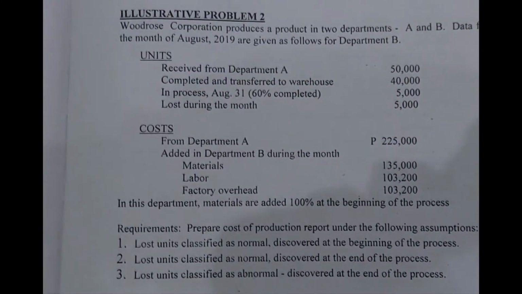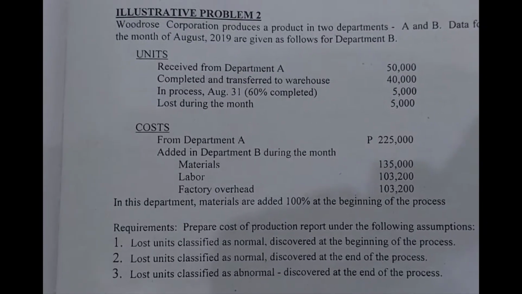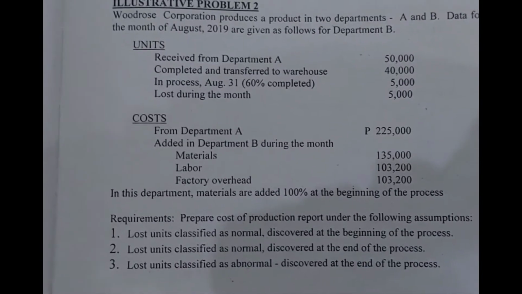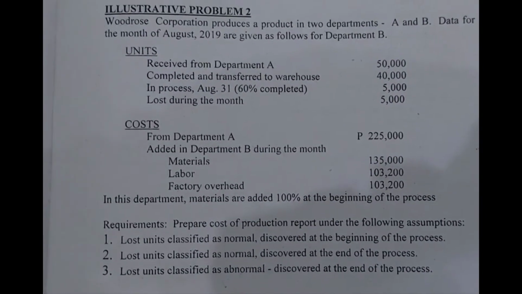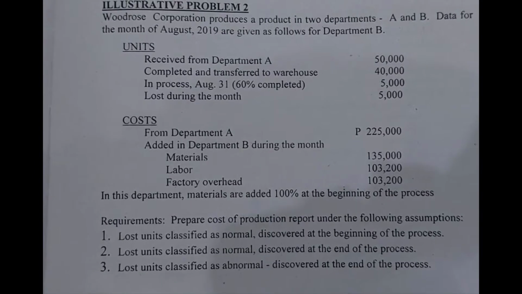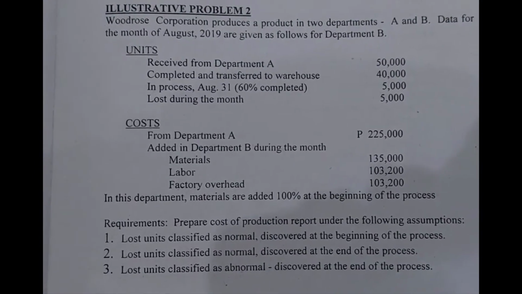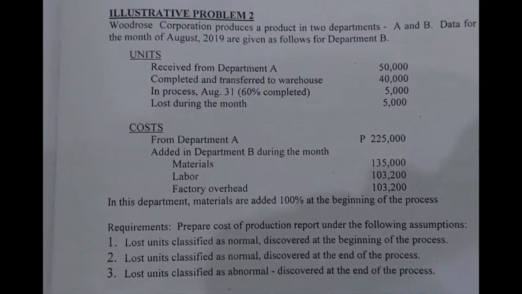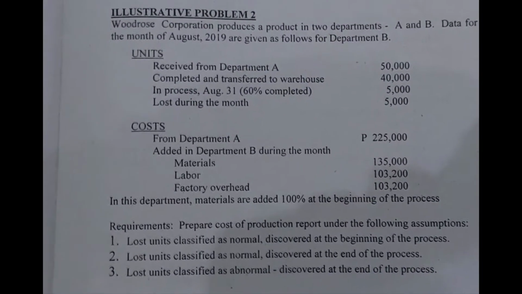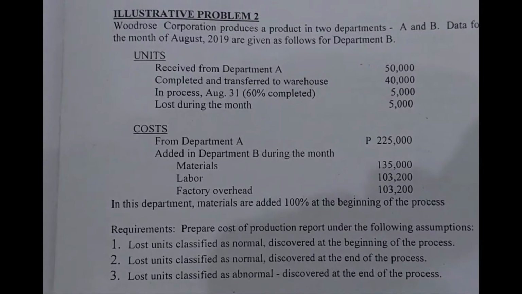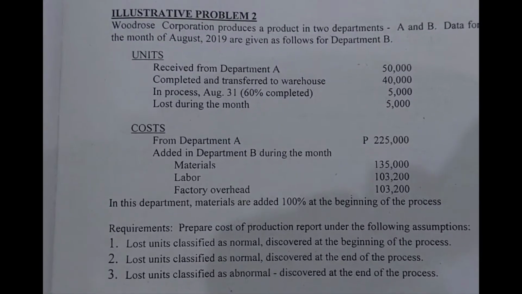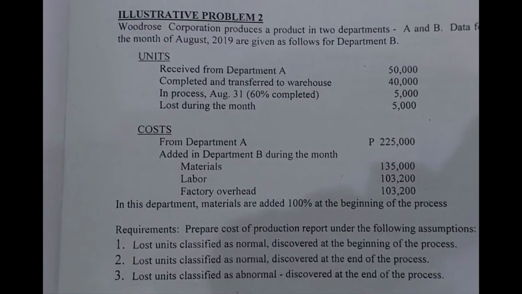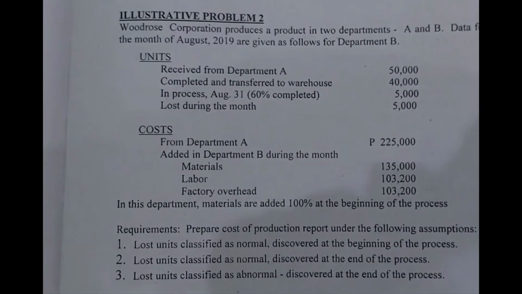So units received 50,000, completed and transferred 40,000, in process ending 5,000, loss units 5,000. Kung mapapansin niyo, wala pang work in process beginning. Okay, so ibig sabihin kahit na average or FIFO yung gamitin natin, pareho lang lalabas. But yung susunod na example, lalagyan na natin ng beginning para ma-apply na natin what if kapag average method yung ginamit and FIFO method. So pag tinignan ninyo, ilan yung units received natin? 50,000. Completed and transferred 40,000, tapos ending 5,000. So merong loss na 5,000.